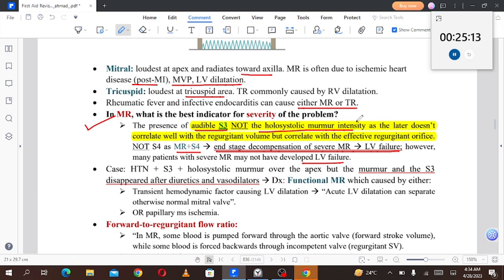And the murmur intensity is basically a measure of how patent the orifice of the regurgitant valve is. That is the measure of the holosystolic murmur. It does not correlate well with the regurgitant volume, but correlates well with the effective regurgitant orifice.